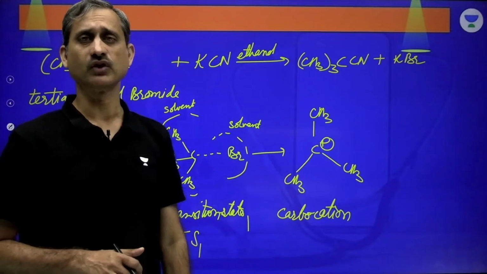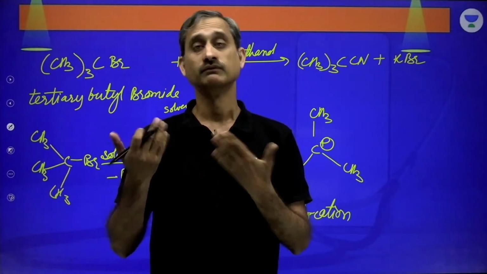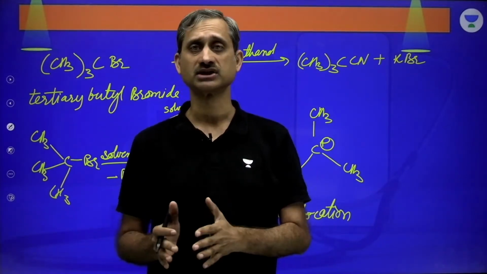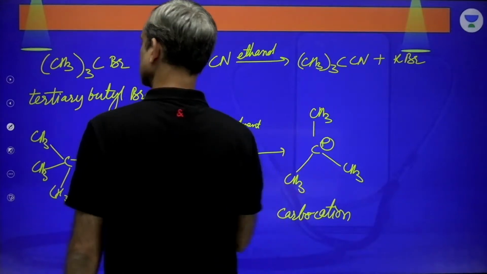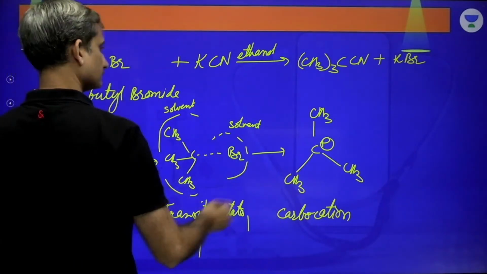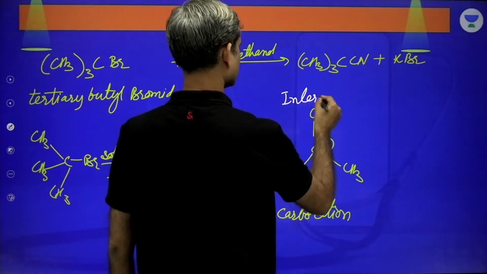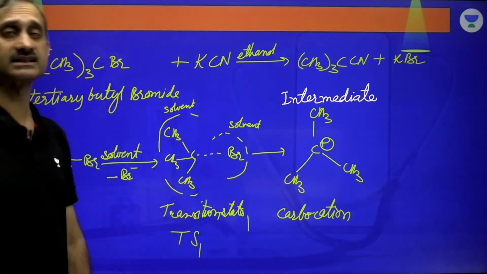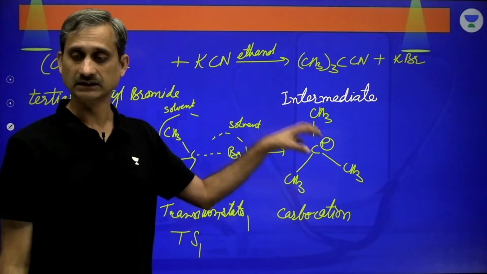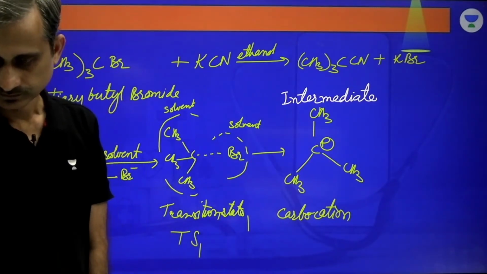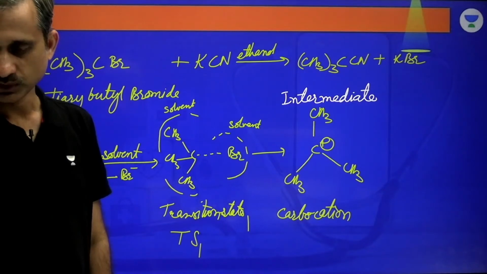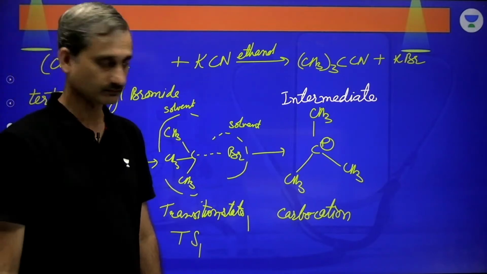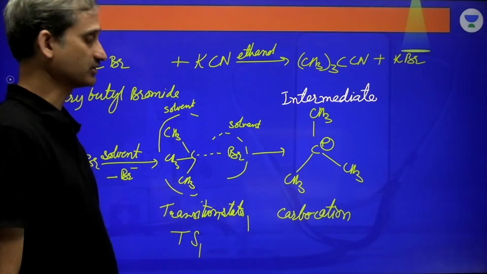Now, this species which is formed in the course of the reaction, which can be isolated and studied under given condition, is not called a transition state, it is called a reaction intermediate. So, carbocation is a reaction intermediate which is formed in the reaction. So, this is an intermediate which is formed in this reaction. This is what we have as a carbocation.